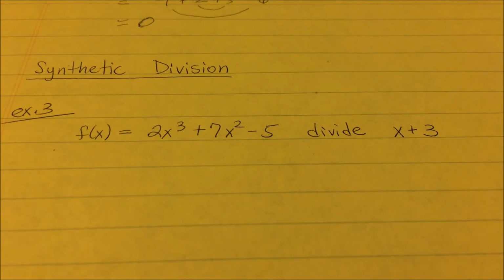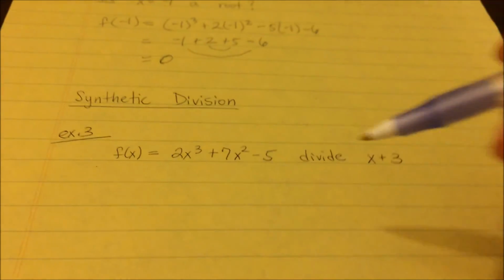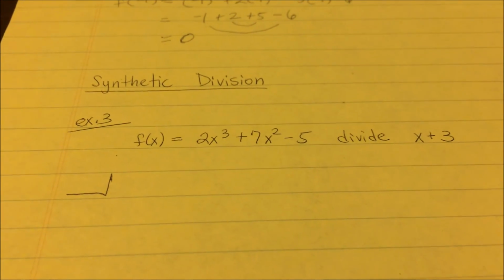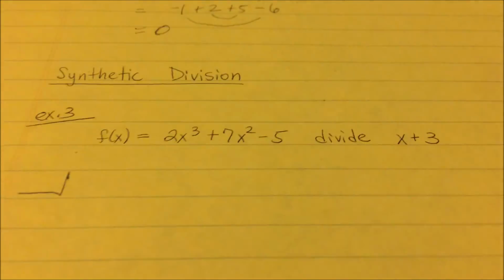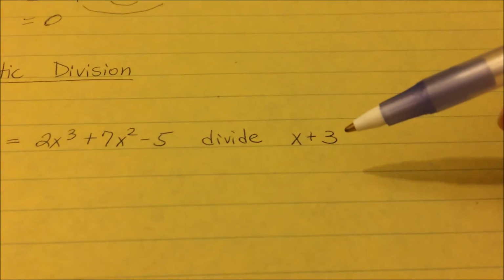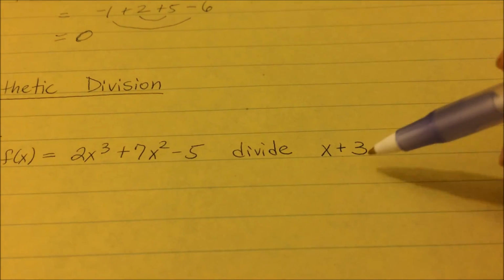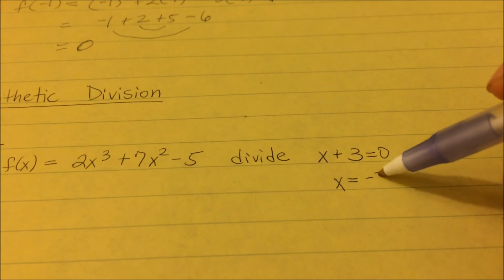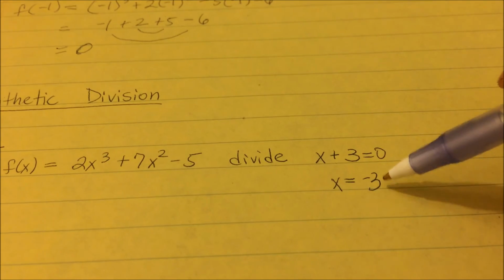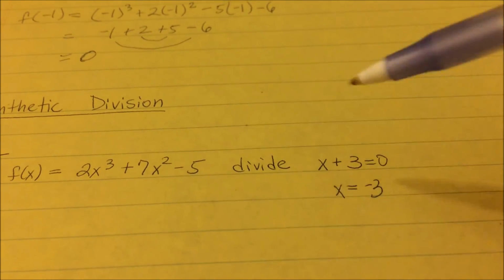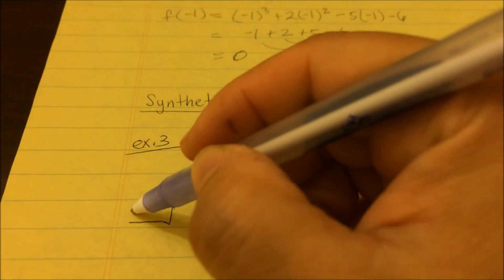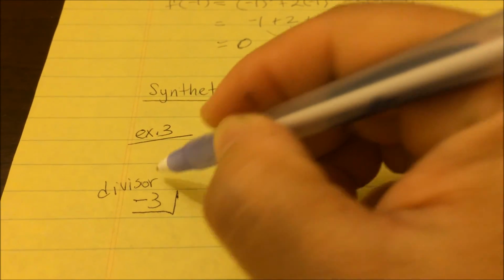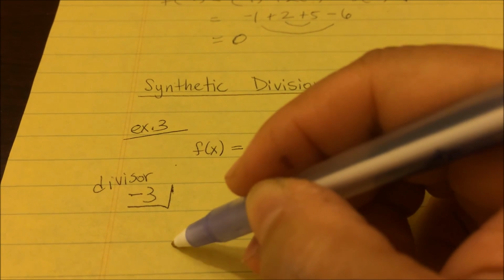So let me go ahead and talk about the synthetic. We still have that divisor part on the outside, but we're only dealing with numbers, no x's and stuff until the end. So when we have something like this, divided by x plus 3, you set this equal to 0 and solve for x. So the root we're looking at is negative 3 for this equation when we graph it out. That's what we're going to use, so that negative 3 is going to be out here as the divisor. And then from here, we're going to put in this part right here.